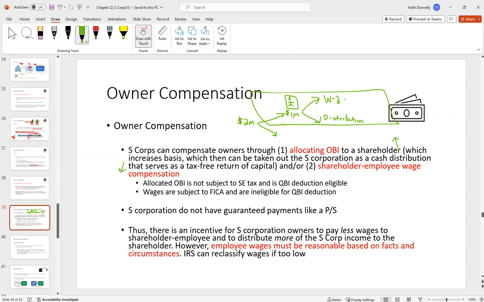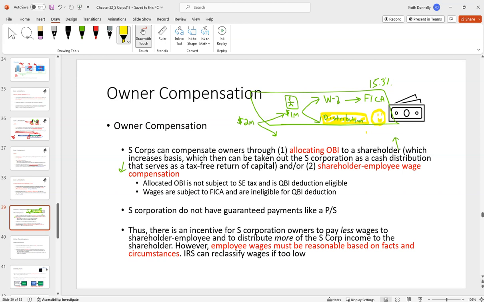If you get hit with the W-2, you're going to be subject to FICA on that, right? It's a 15.3% tax. You pay half, the S corp pays half. But if they pay out a distribution, there is no FICA. So if I said to you, should we give it to the W-2? Should we give it to the distribution? All else being equal, you would prefer the distribution, because there's no FICA.